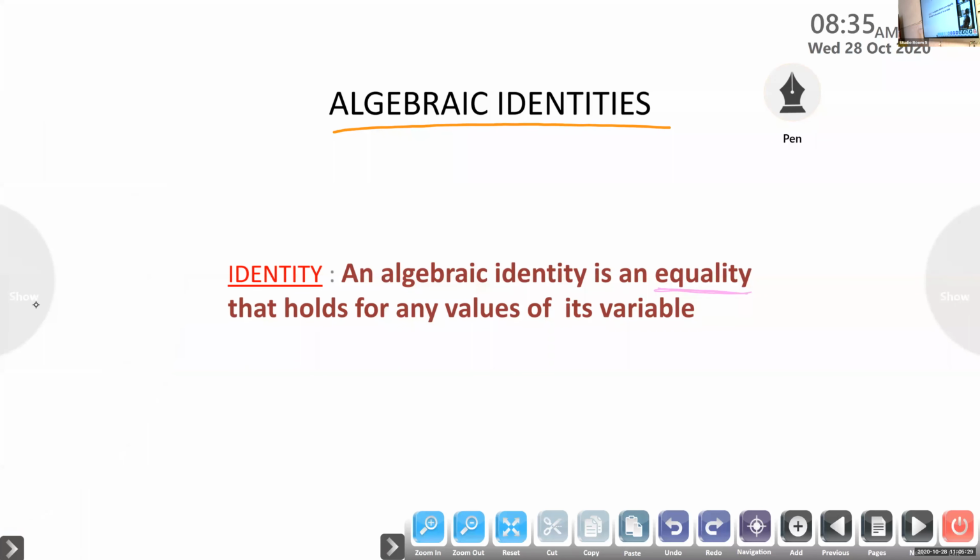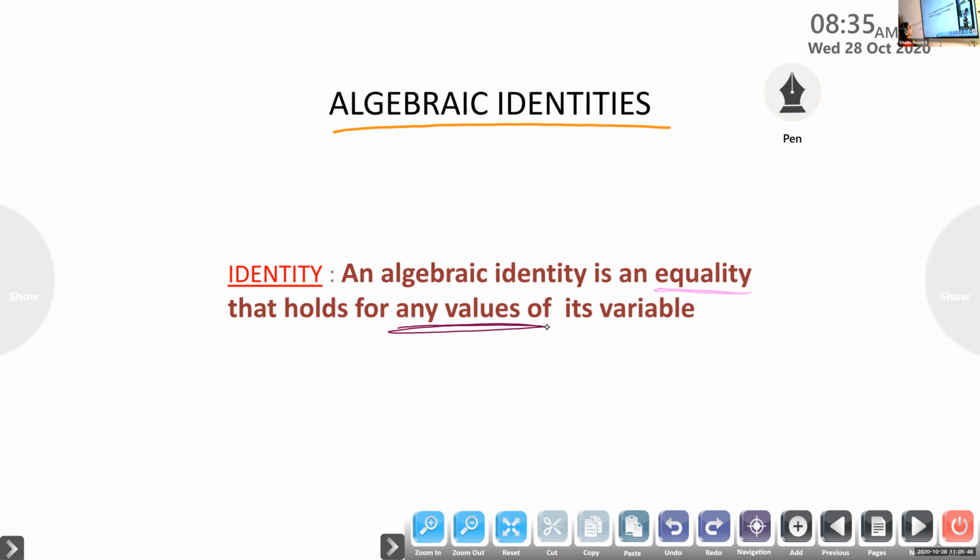An algebraic identity is an equality that holds for any values of its variable. We can give any values for the variable.